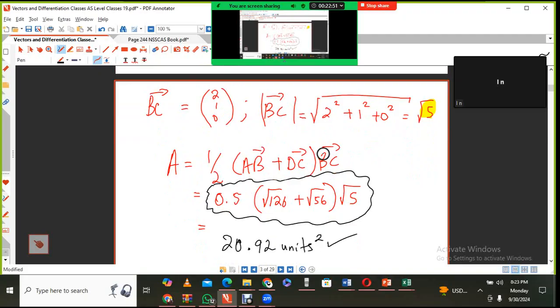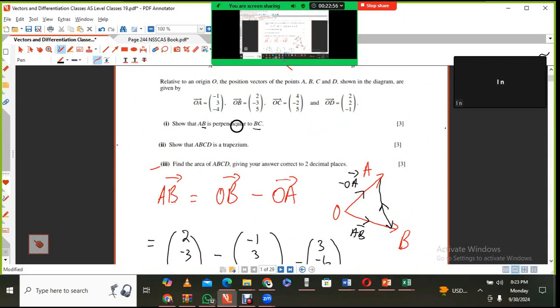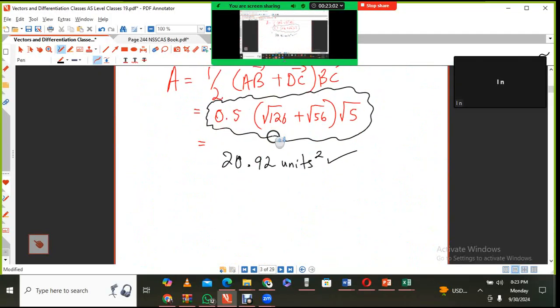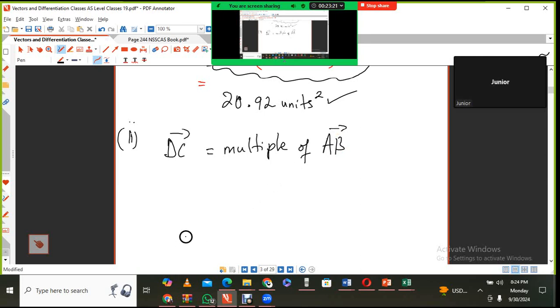Okay. There is just one more thing. When they were asking us to show that this is a trapezium, this is basically the only thing we need to do. Roman 2, I'll just write it here. We have to show that DC is a multiple of AB. Yes?